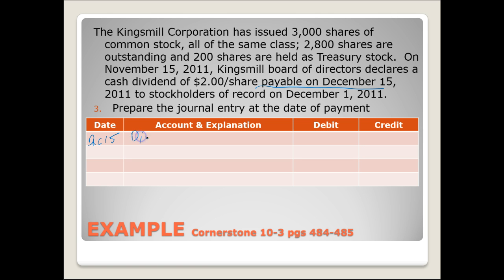Well, the company no longer has the liability, the payable, for dividends, so it can clear the payable account with a debit to dividends payable, and then they're actually going to pay these dividends, which means they will have a credit to cash of the $5,600, and this is how they will record the payment of cash dividends.